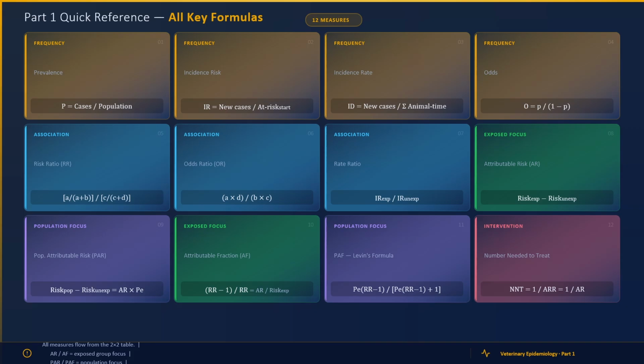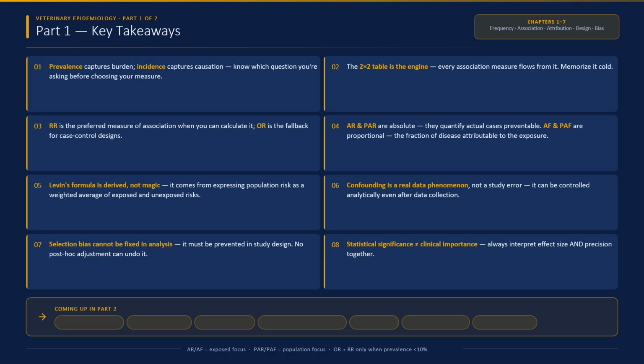Three organizing principles. Everything flows from the 2x2 table. AR and AF are exposed group focused. PAR and PAF are population focused. And the odds ratio only approximates the risk ratio when disease prevalence is under 10%. Close part 1 with the 8 things I want you most to carry into the exam.